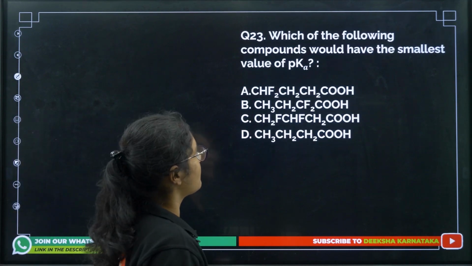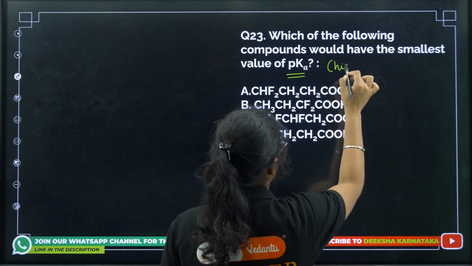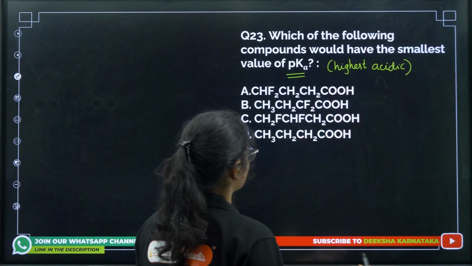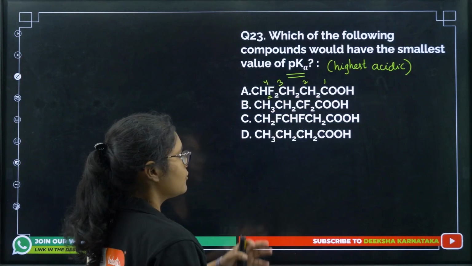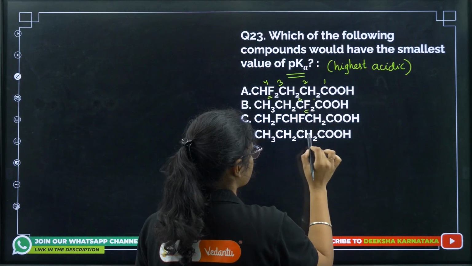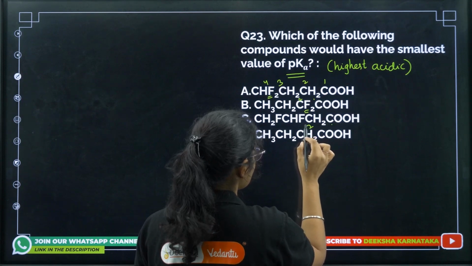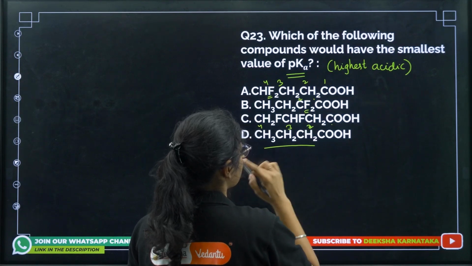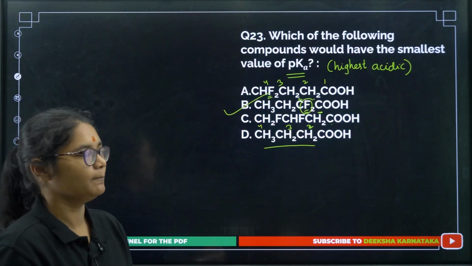Okay, next, which of the following compounds would have the smallest pKa? Smallest pKa means highest acidic, right? Highest acidic in nature, so you should have an electron withdrawing group. So you see 1, 2, 3, 4. On the fourth carbon we have fluorine. So the inductive effect decreases with distance. Let us see the next one. Here on the second carbon we have 2 fluorines. Here on the third carbon and on the fourth carbon, and here there is no electron withdrawing group. So definitely this is nearer to the carboxyl group, so it can stabilize better. So the correct answer is option number B.